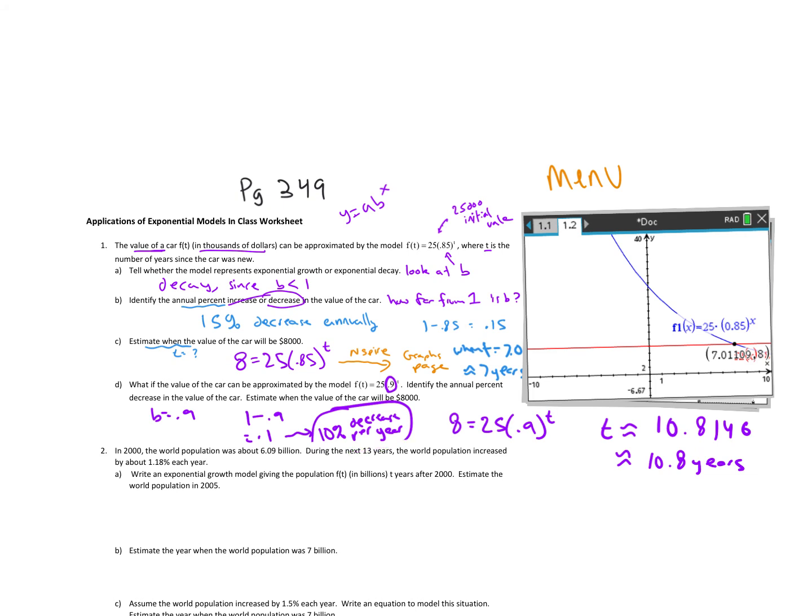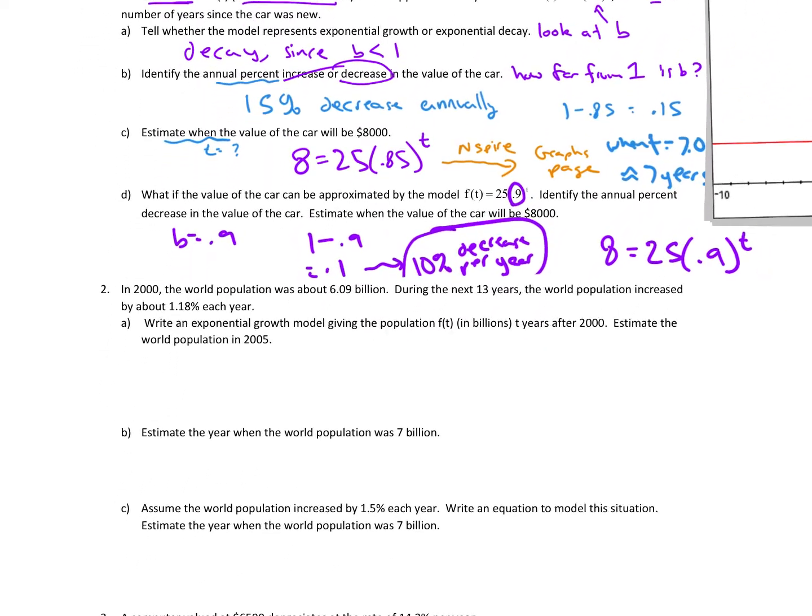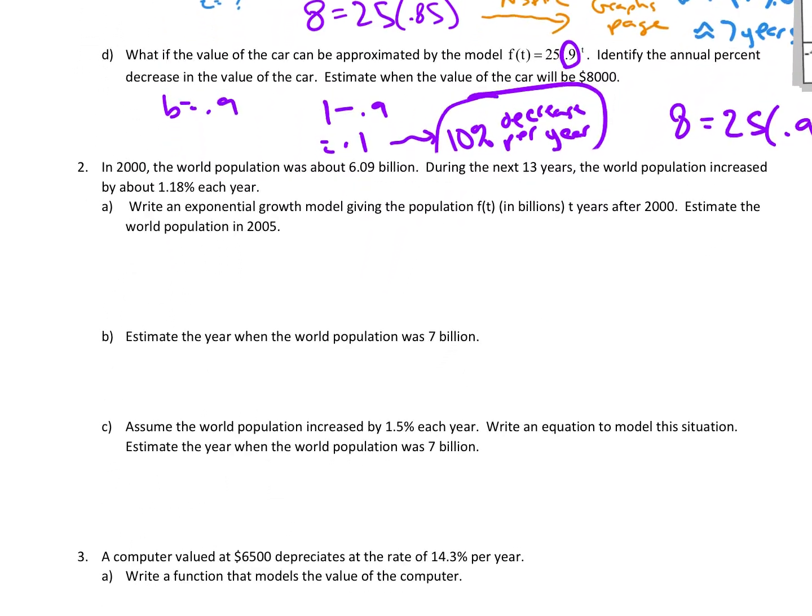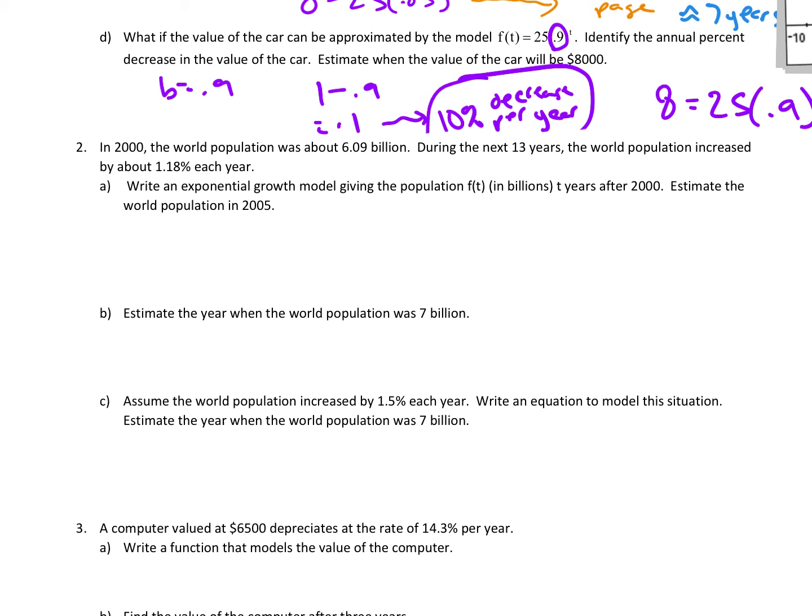So in 2000, the world population was about 6.09 billion. And during the next 13 years, the world population increased by about 1.18% each year. So part A, write an exponential growth model giving the population in billions of years after 2000. So t represents the number of years after 2000, and then estimate the world population in 2005.